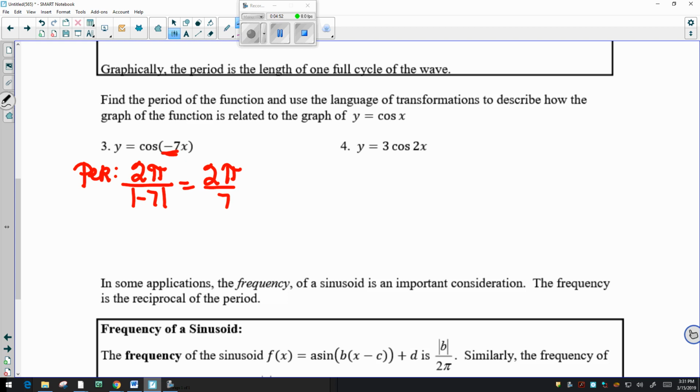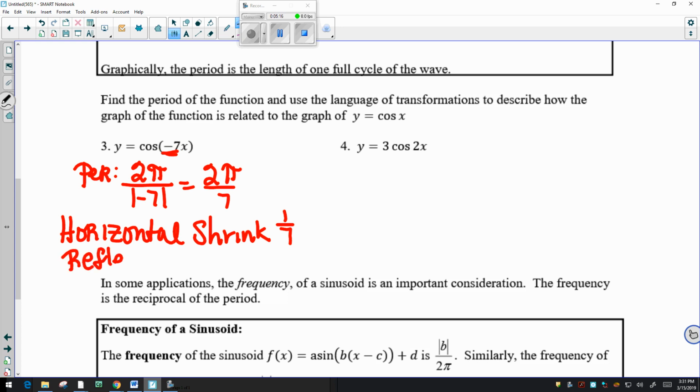Now, that number with the x is going to give us a horizontal transformation. And our horizontal transformations, we always said, were kind of backwards from what we expected them to be. So we can say it's a horizontal shrink by 1/7. And now the negative, since I'm negating the x, that's a reflection over the y-axis.